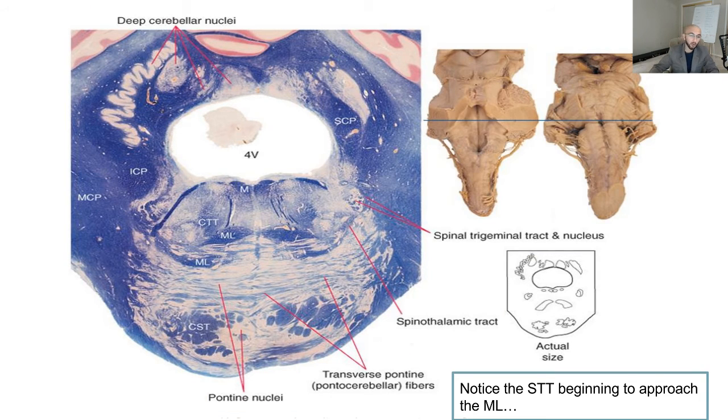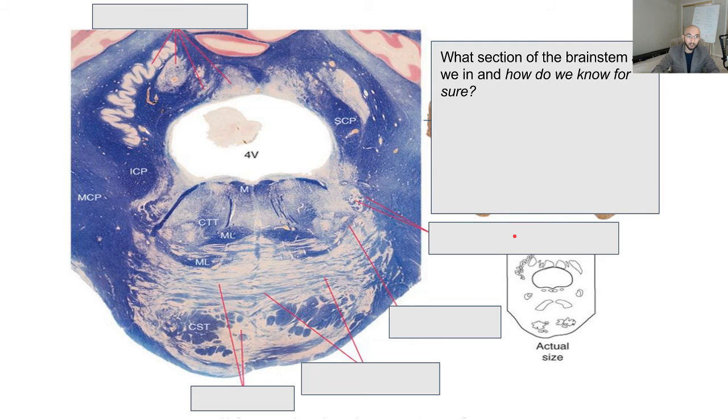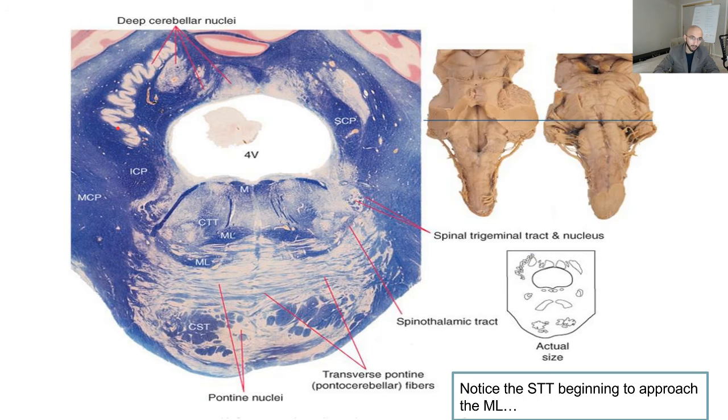Okay? So here's what you should think to yourself. If I see transverse fibers and I see a serpiginous shape, I'm thinking deep cerebellar. If I see that shape and I don't see transverse fibers, it's the olive. If I see it on the ventral face, it's the olive. If I see it on the dorsal face, it's the deep cerebellar nuclei. Sorry if I said fibers. So hopefully that clears things up a little bit.